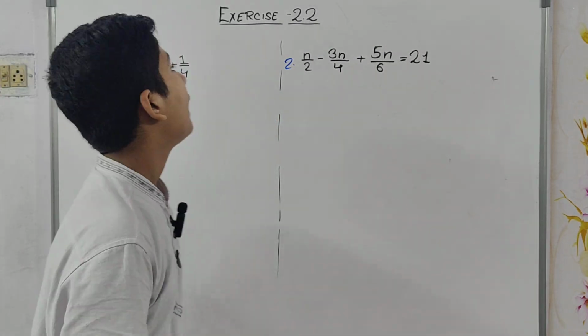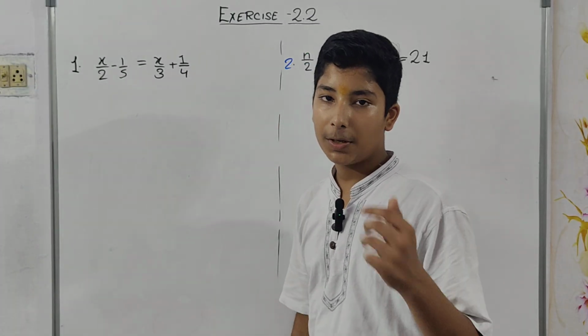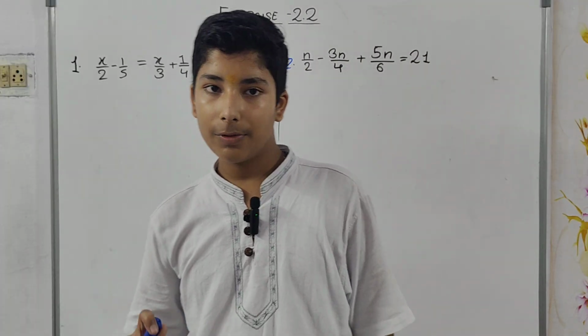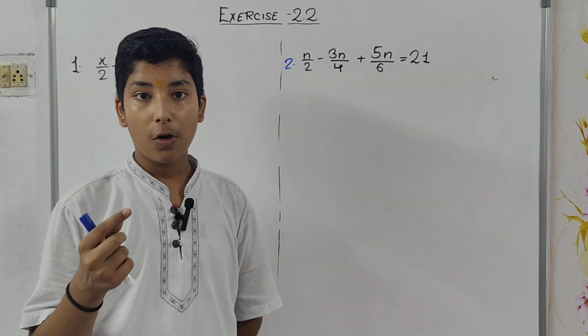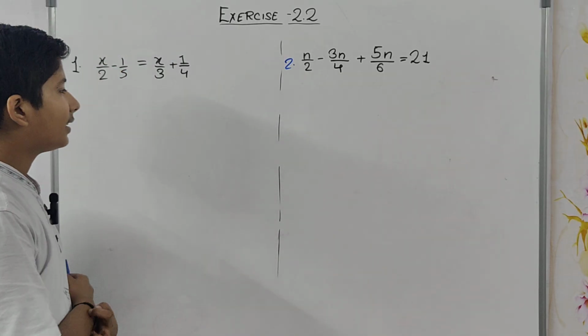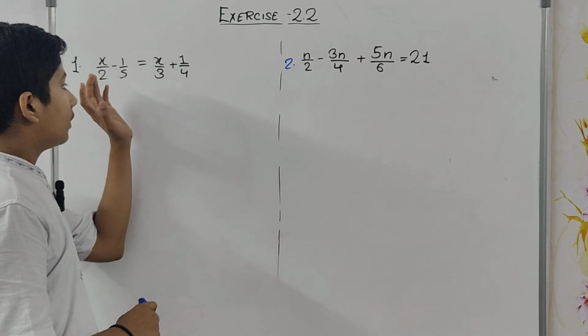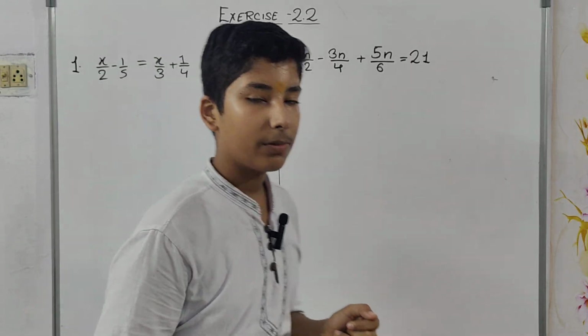Today we'll start with exercise 2.2 of class 8th. In the previous video, I did the previous exercise 2.1, and in this video we are going to do 2.2, which has a total of 10 questions. So, let's see. In our first question, it is given that x by 2 minus 1 by 5 equals x by 3 plus 1 by 2.